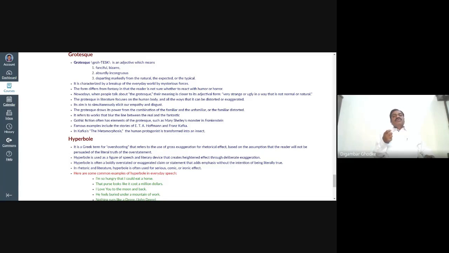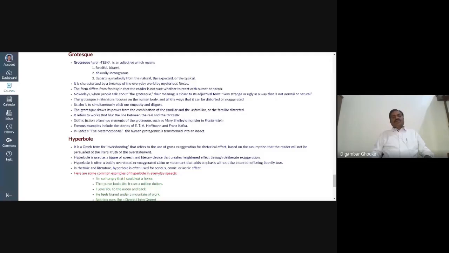And the famous examples of these stories include E.T.A. Hoffmann and Franz Kafka. They use, for example, Kafka's The Metamorphosis. Here, the human protagonist is transformed into an insect. Even Girish Karnad's Hayavadana, the character of Hayavadana itself, is an example of grotesque. A person having a horse head and human body is an example of grotesque. So, with these words, I would like to end my discussion today.